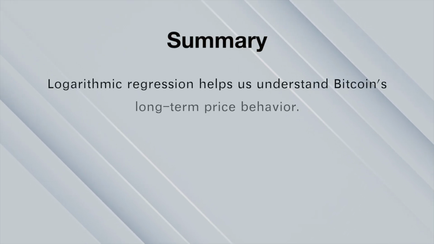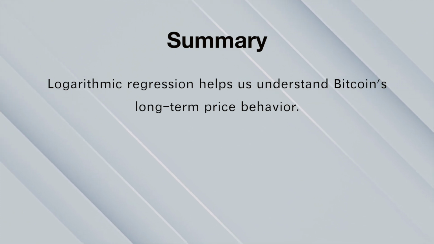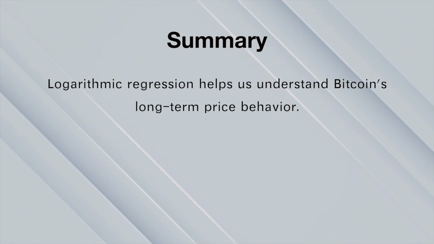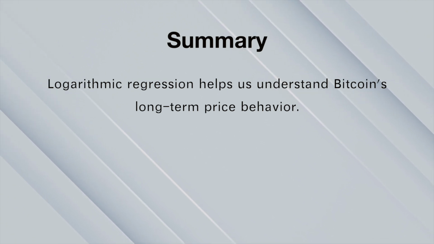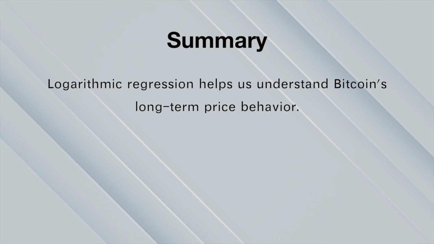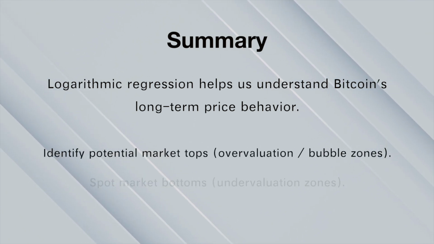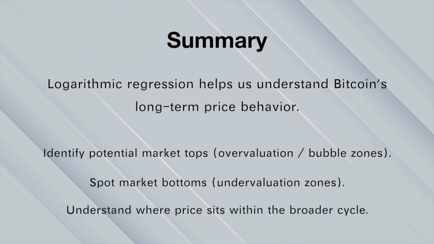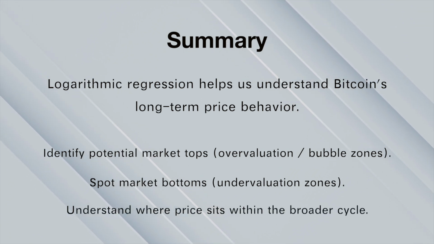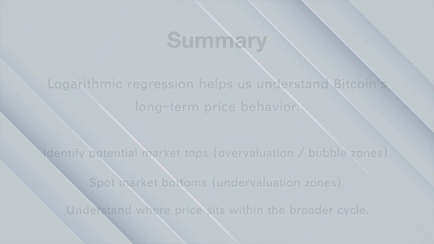To summarize, in this lesson, we explored how logarithmic regression helps us understand Bitcoin's long-term price behavior. By switching to a logarithmic scale, we compress this exponential growth and reveal a much clearer structure. This structure allows us to identify potential market tops, spot market bottoms, and understand where price sits within the broader cycle. However, it's important to remember, this is not a prediction tool, it's a framework for understanding market behavior.